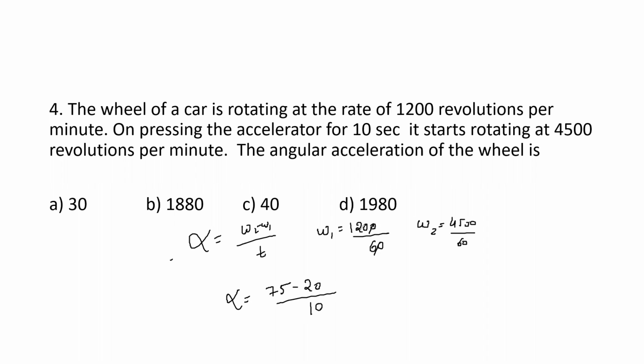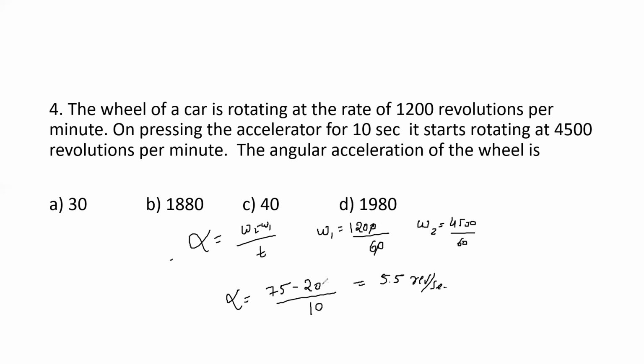Just simplify this. 75 minus 20 is how much? It is 55. 55 divided by 10. So the answer is 5.5 revolution per second square.